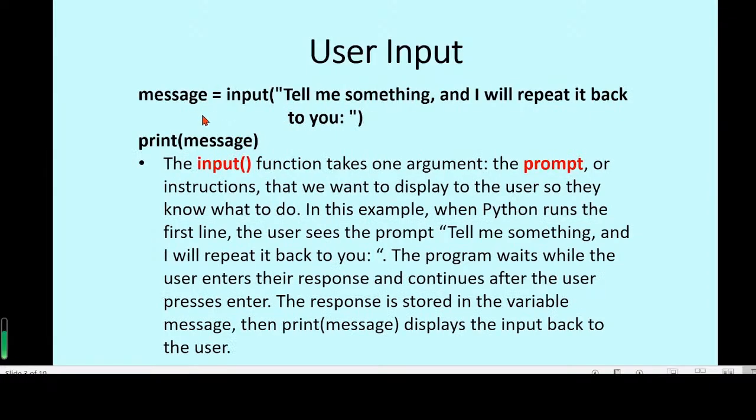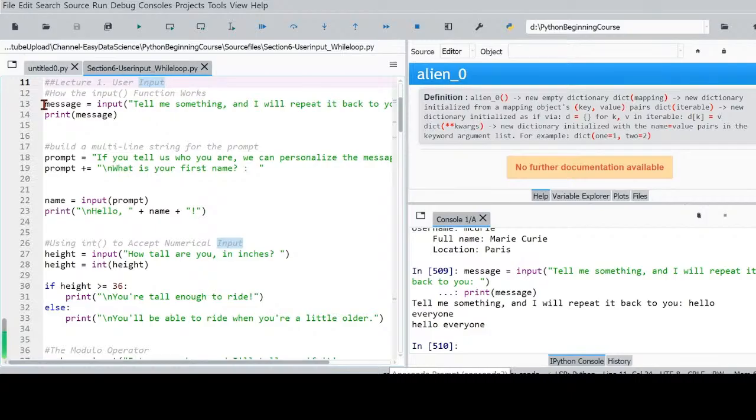For example, we can use the input function, and this is a prompt to the user. The user will see this prompt: tell me something and I will repeat it back to you. Then after the user has input some text, it will be stored in the message variable. Next, we can print out this message. For example, we can try this.